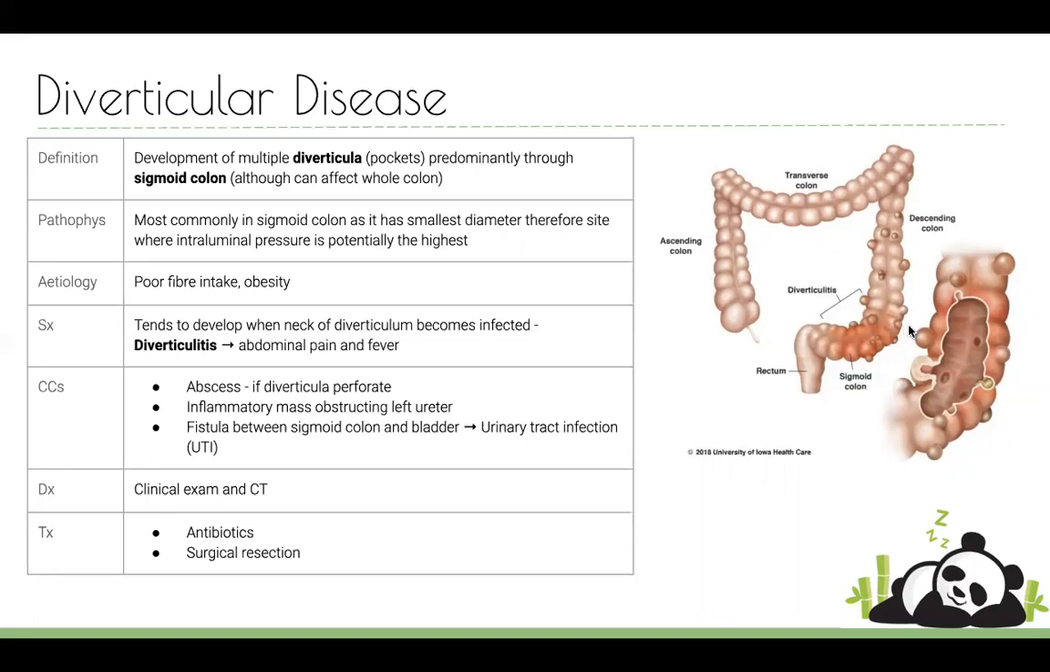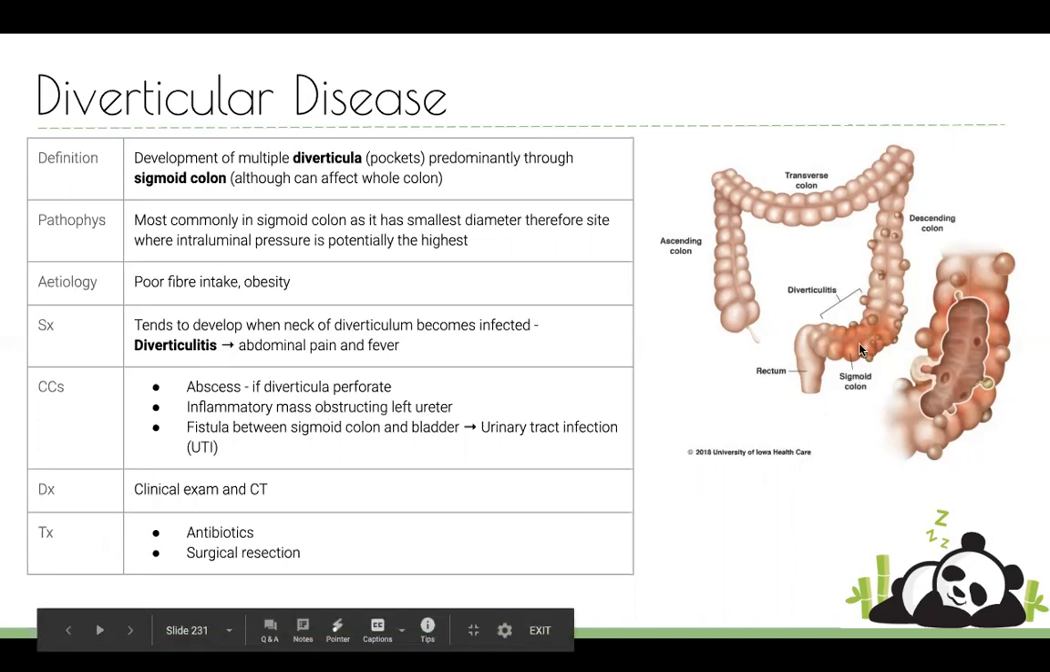If it perforates, obviously you get peritonitis, which is bad. You can get abscesses, which are collections of inflammatory cells and bacteria. Or you can get fistulas. A fistula is a connection where there shouldn't be one. So if you get a fistula between here and, for example, your vagina, that would be bad, because then fecal matter starts coming out of your vagina.